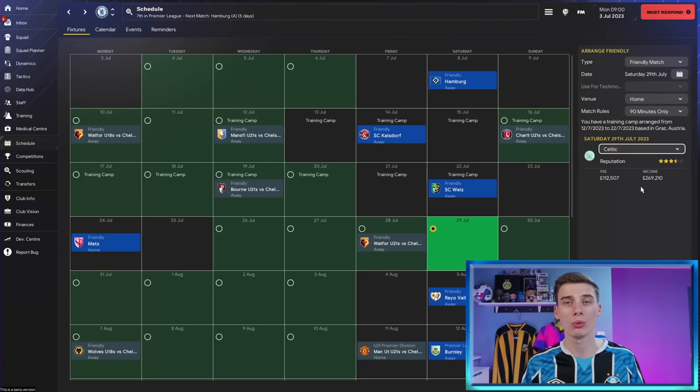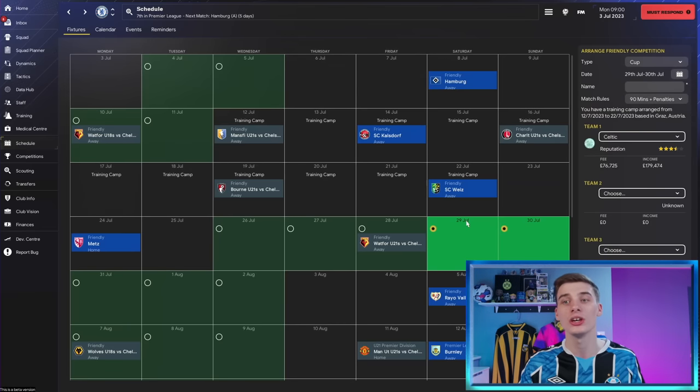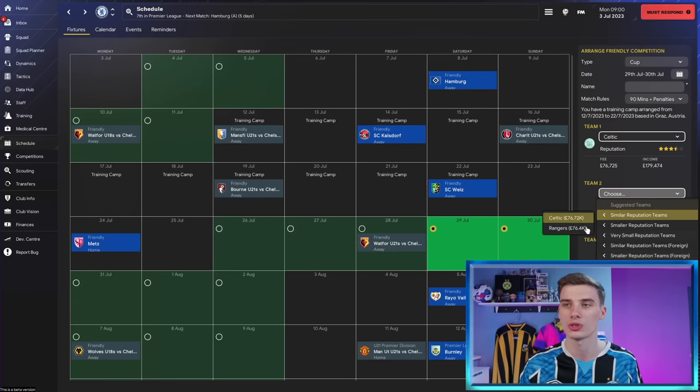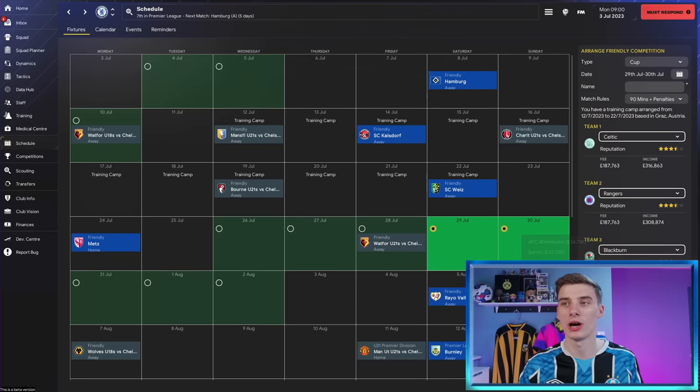It can really help. But one thing I want to show you this year is, instead of doing a friendly match, actually do a cup. Now, you'll need 2 days for this, so we're going to use both of these days, and you'll have to choose 3 teams for this competition. So we've chosen Celtic, we're also going to choose Rangers, and then we'll put Blackburn in there as well. Why not? So this tournament as a whole is going to cost us £510,000, but it will make us £850,000, or thereabouts.